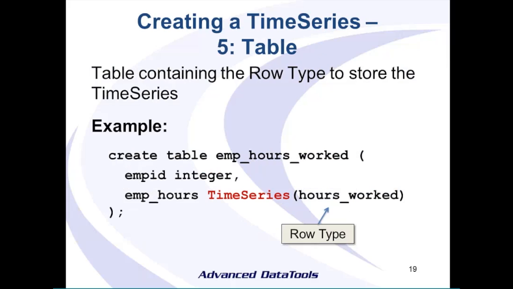Okay, our last step is actually creating a table where we're going to reference this time series column. So in this table, emp hours worked, I'm storing an employee ID, just an integer value. And then the second column here is our special time series column. Again, we use this reserved word time series, and we give it our row type. So what we're saying here is in our employee hours worked table, we've got employee ID, followed by a timestamp and the hours worked, which has already been defined as our row type.